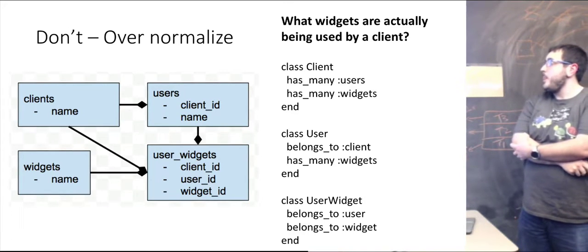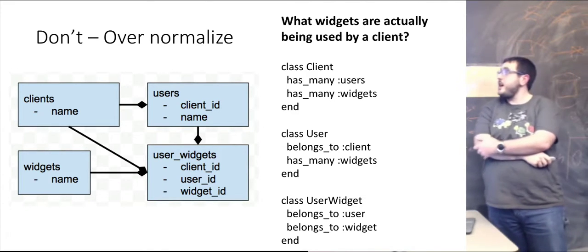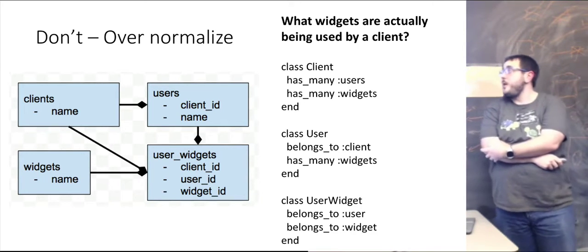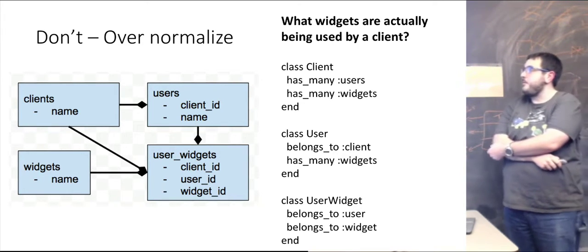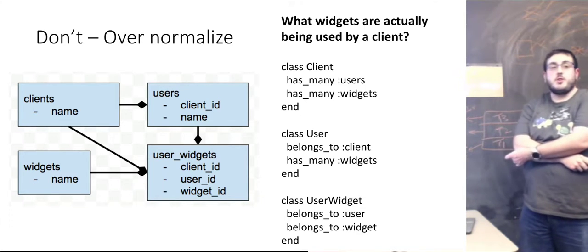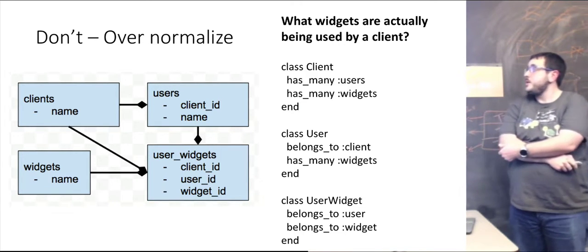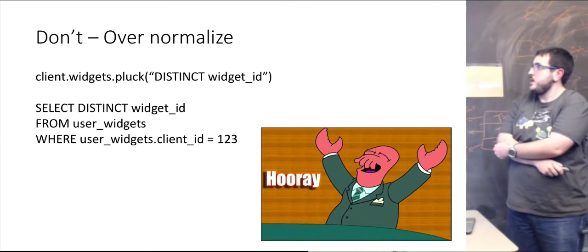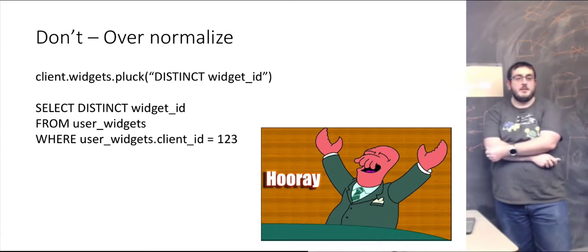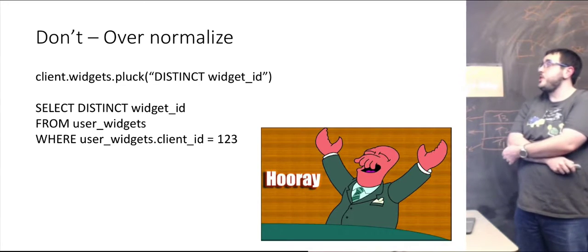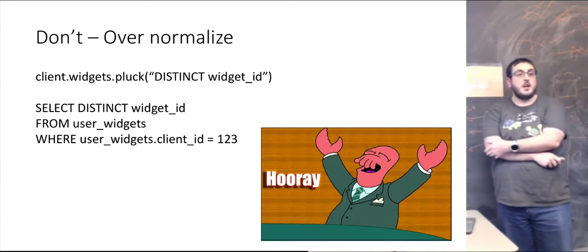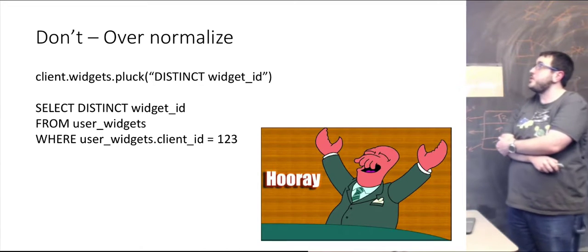However, what if we denormalize and shove client ID on user widgets? A user has a client, therefore the user widget has a client as well. We could use a before save hook or some other trigger to populate it if we want. So now we have a direct relationship from clients to user widgets. I don't know about you, but that's a nicer query to run. We're doing one jump to one. We're essentially just looking at one table at that point. We're not doing any other jumps, and that is much quicker.